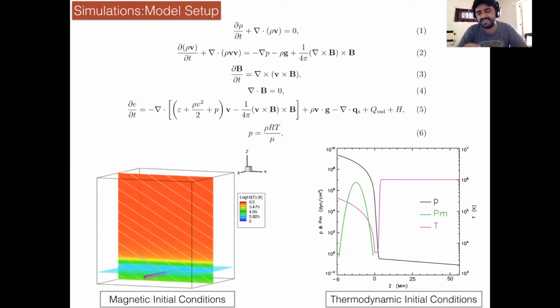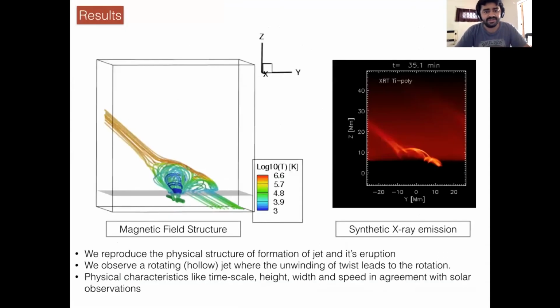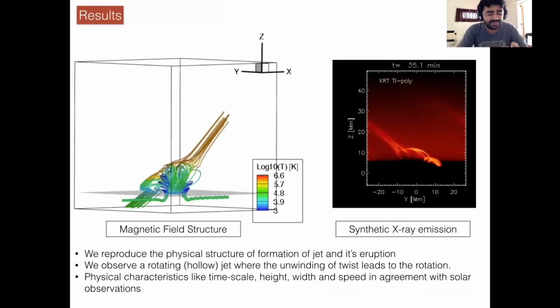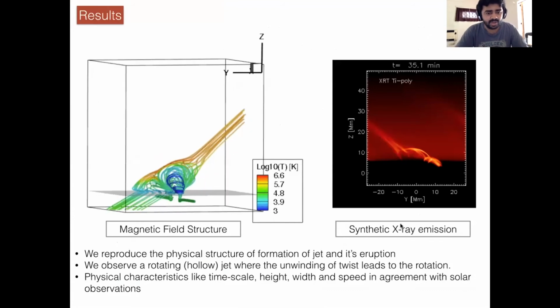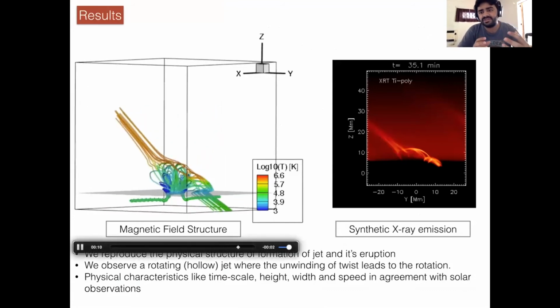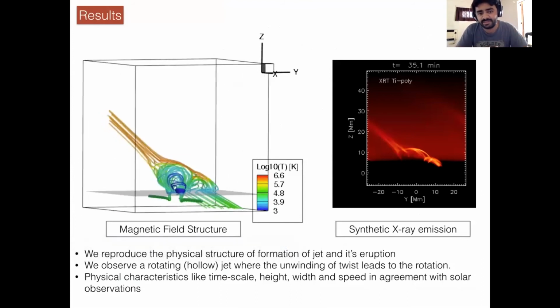The second image is basically how the pressure, density, temperature, and magnetic pressure vary as a function of height. So these are basically our model input parameters. Some preliminary results that we have: the first image that you see, the rotating one, is basically how the magnetic field structure looks after evolution in our simulations.